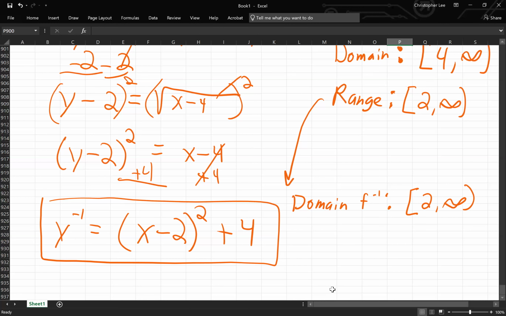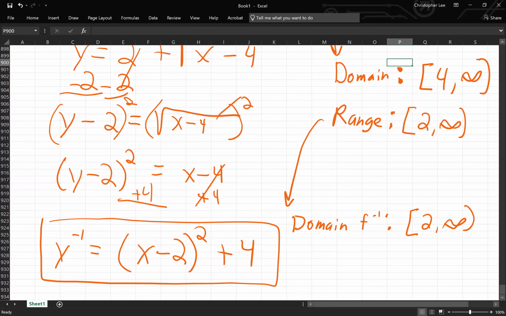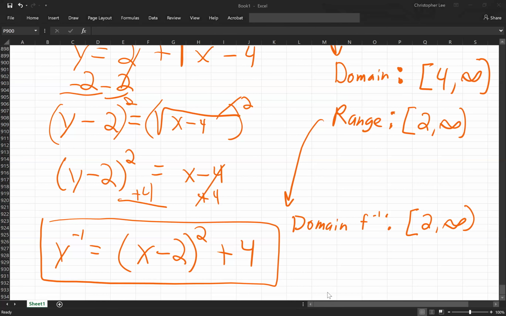This step up here, why did we do this? Because I wanted to solve for x. But yeah, interesting stuff. Real interesting.